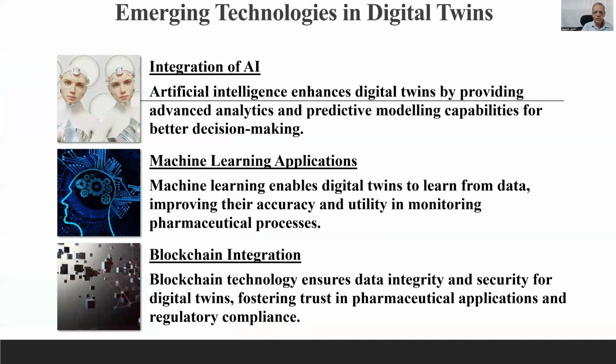So, what are those emerging technologies which you can really adopt in digital twin? First is the integration of artificial intelligence. Artificial intelligence plays a very important role by enhancing the digital twin by providing advanced analytics and predictive modeling, and this is where it helps in better decision making. And then finally, machine learning. The next step for artificial intelligence is machine learning application, which enables learning from the data, and that will help in improving the accuracy and utility of monitoring those process parameters.